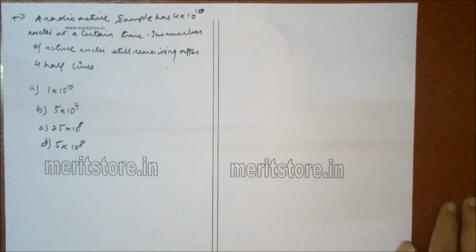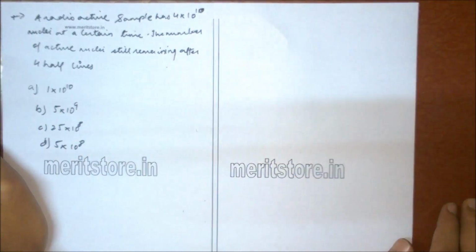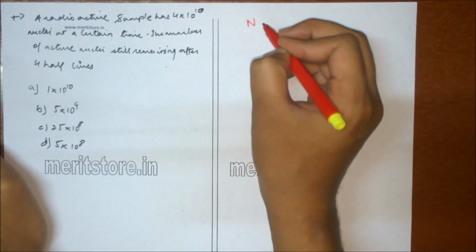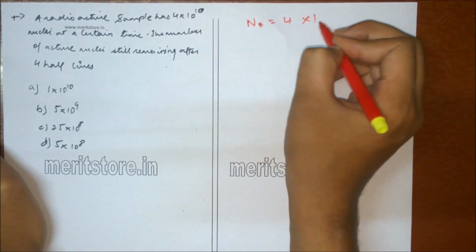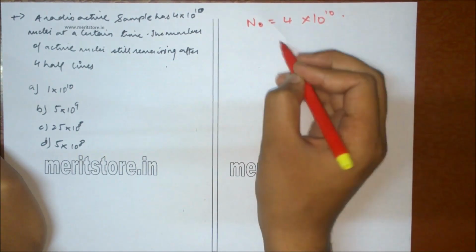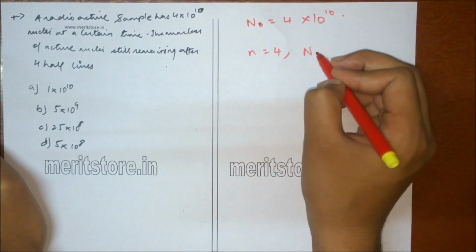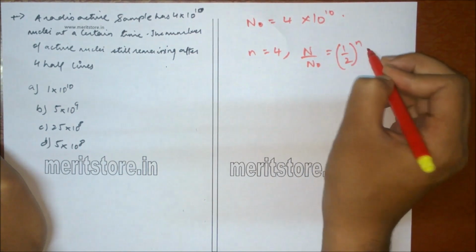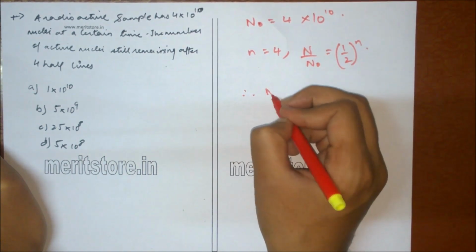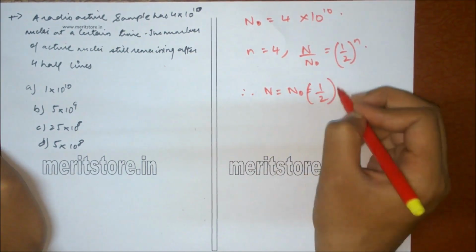A radioactive sample has 4 into 10 raised to 10 nuclei at a certain time. The number of active nuclei still remaining after 4 half-lives is? So n0 is equal to 4 into 10 raised to 10. Number of half-lives n is equal to 4, as n upon n0 is equal to half raised to n. From the given formula, we know that n is equal to n0 into half raised to 4.